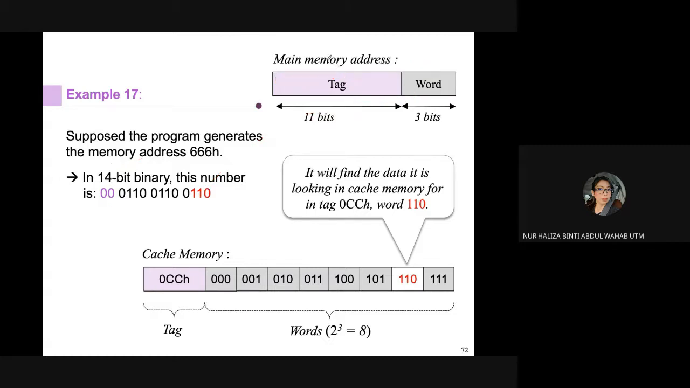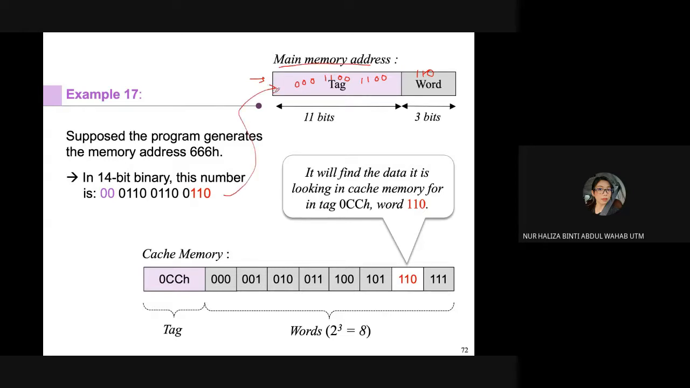Is it correct or not? 0, 0, 1, 1, 0, 0, 1, 1, 0, 0, 0. 4, 8, 9, 10, 11. Okay, 11. And over here, it will be 1, 1, 0. So this is the format for the main memory address.